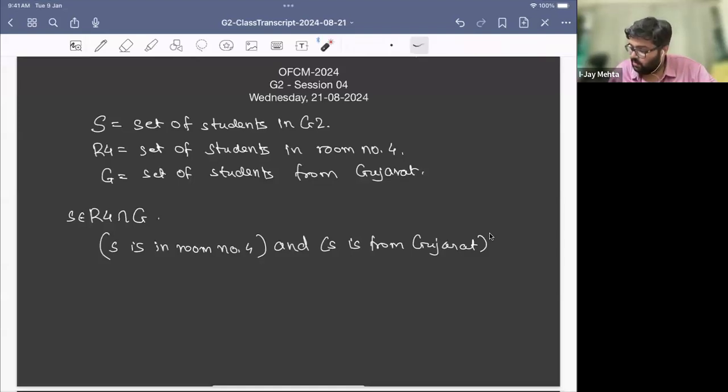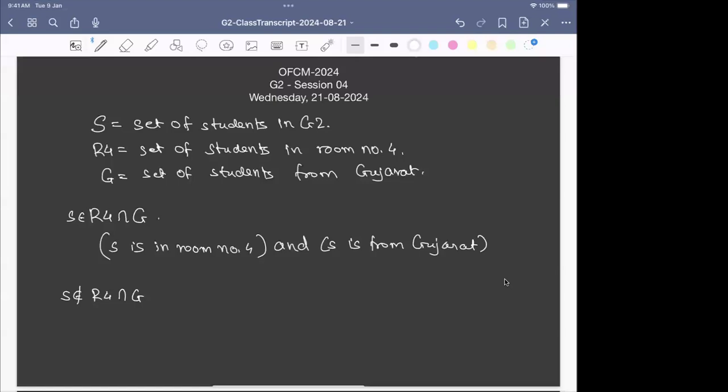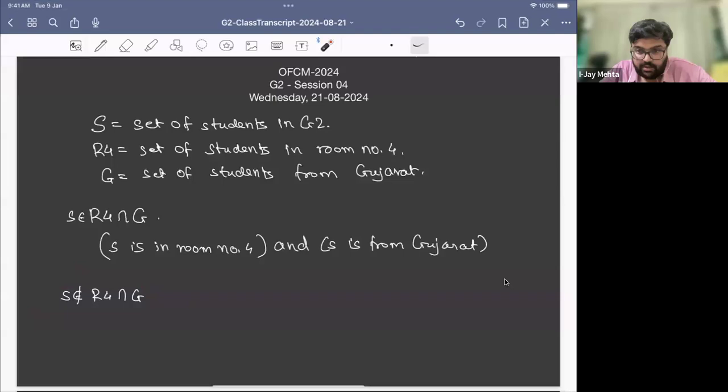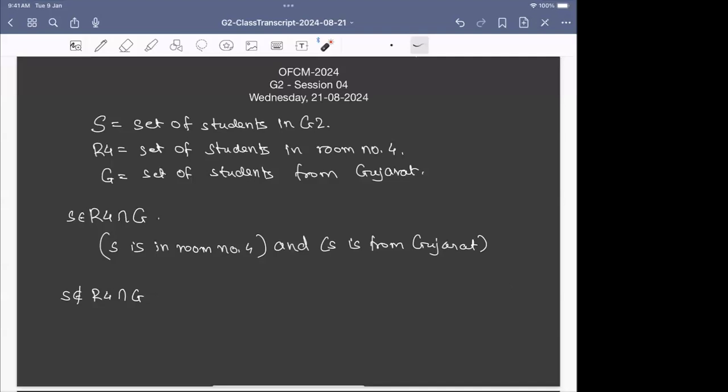So these are two statements. As you can see, they are joined by and, right? Now Aisha said something. Aisha said no, she is not. She withdrew. So she says she is not in R4 intersection G. So we can ask Aisha, what does this mean? Yes, sir. What does this mean? You said no, you are not in this intersection. So what does this mean? You are not in R4 intersection G. That means what? Sir, I'm in R4, but I'm not from Gujarat.